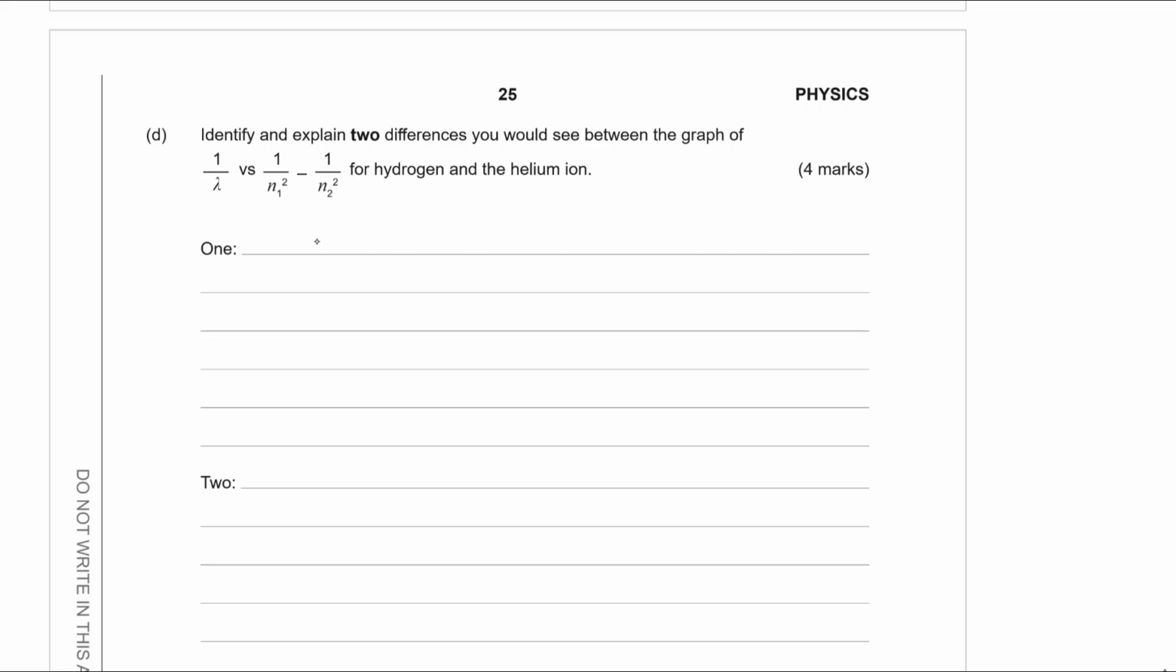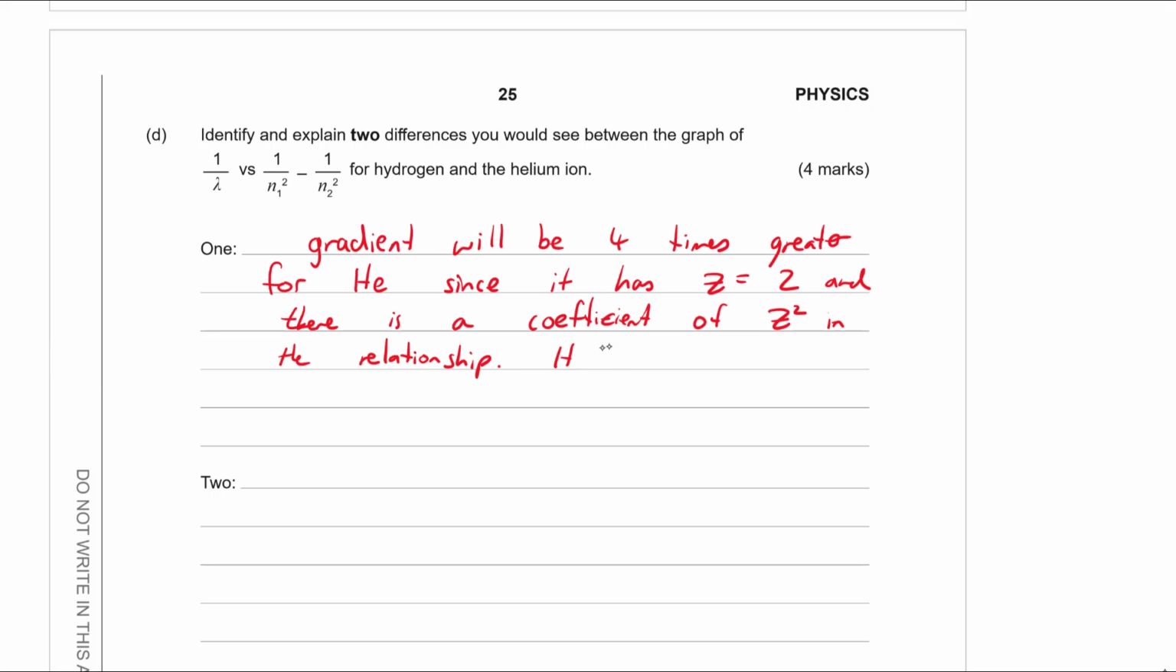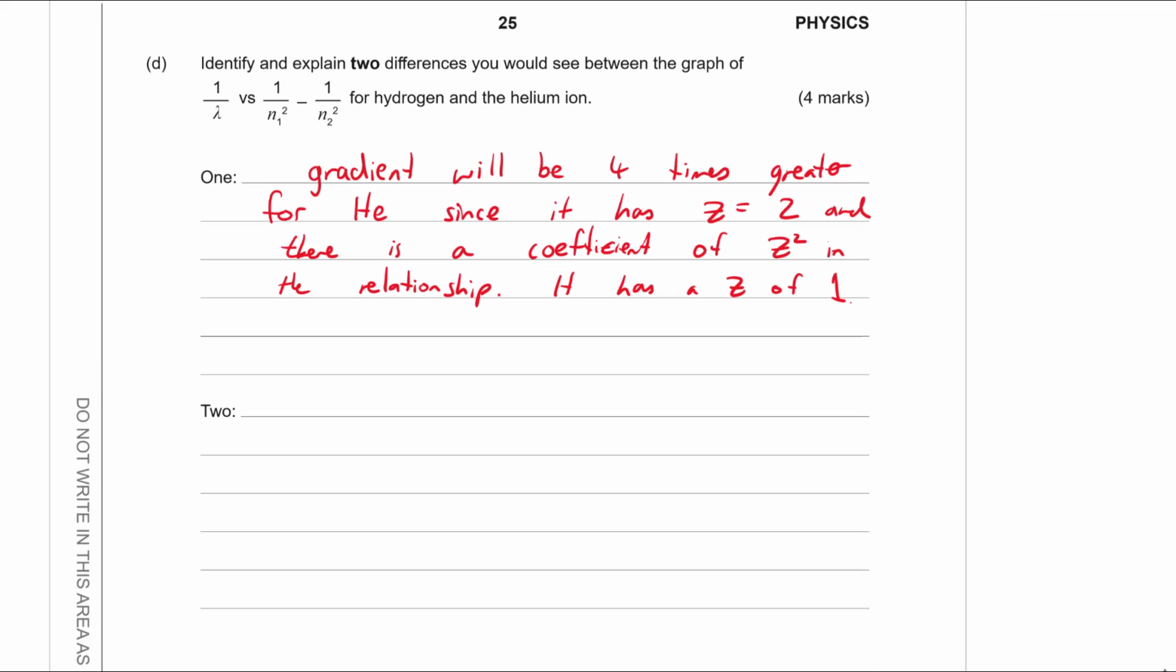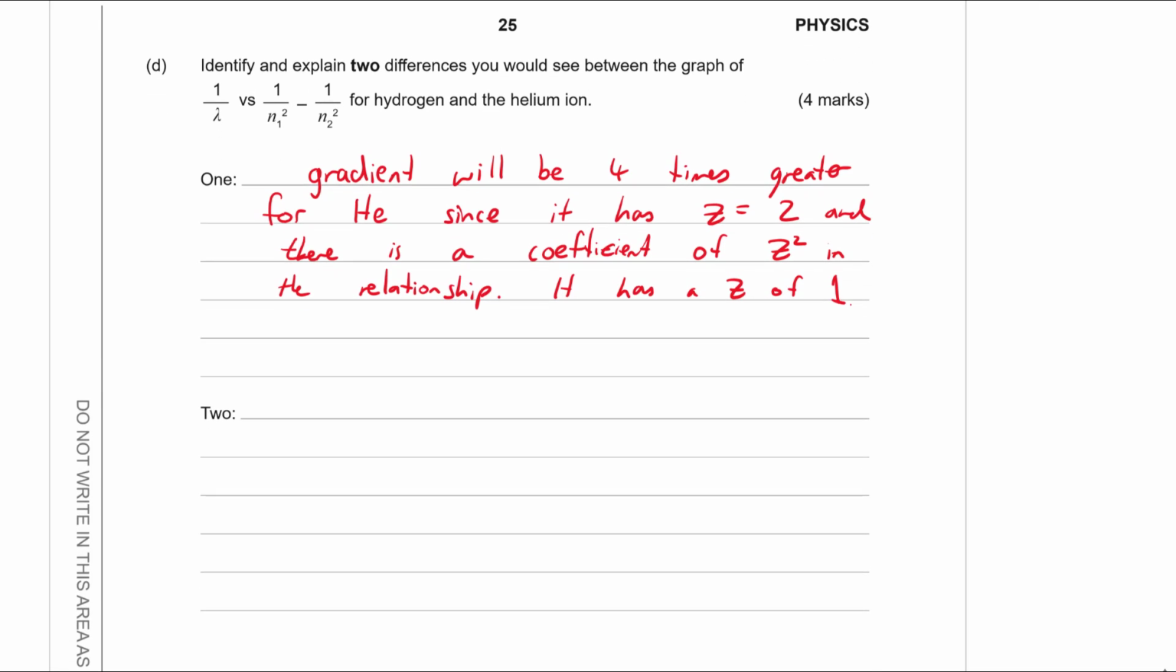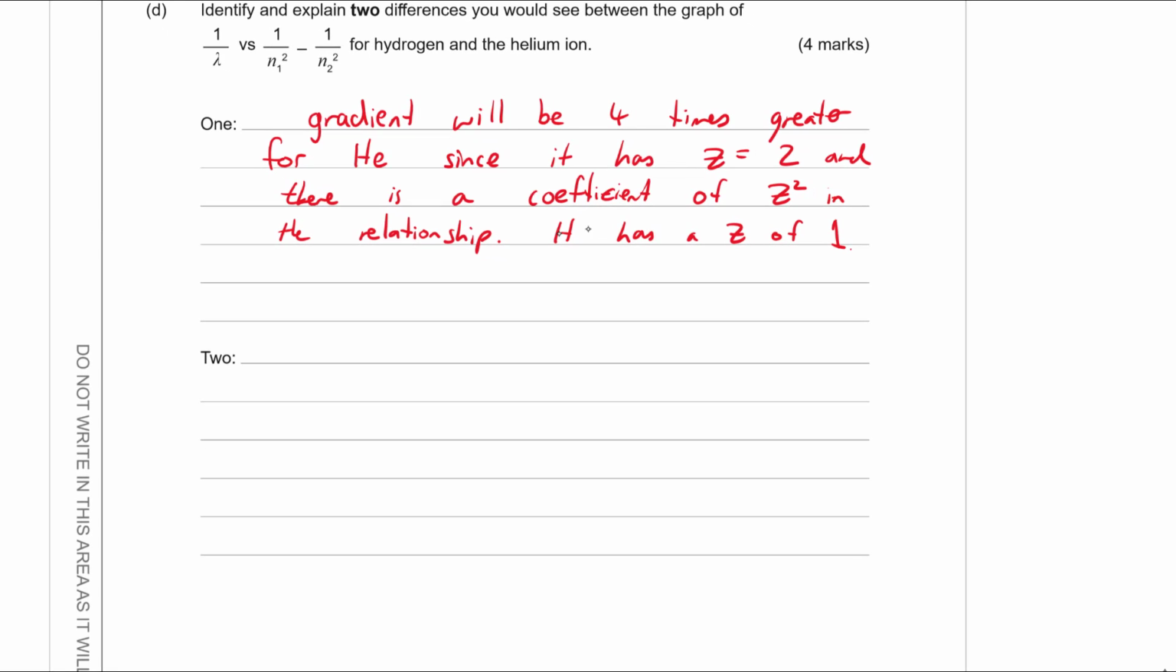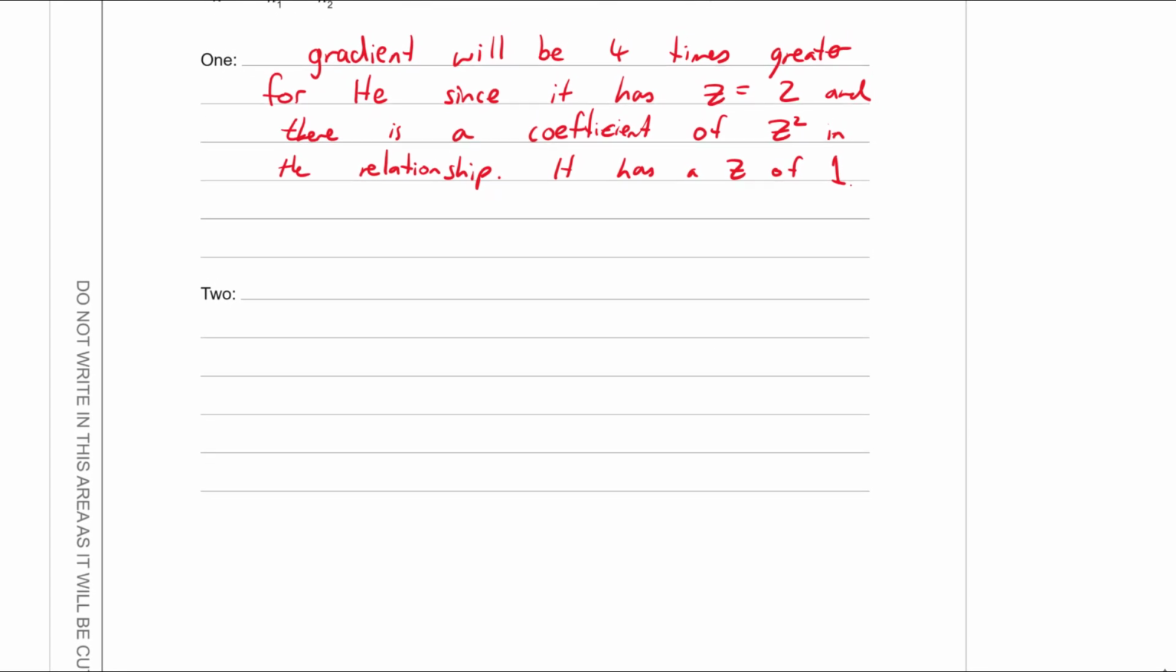So I'm going to write that one down now, and also just pointing out that hydrogen has a z of 1. So where I was a bit confused myself is I would think that would be sufficient, but they're asking for 2 differences, and it wasn't really clear until I saw the marking key what they were looking for. They actually want us to sort of go further with this gradient, because obviously if the gradient of the graph is going to be 4 times greater, then you're going to end up with a larger spread of energy values, and they actually want you to write that in there. That was the expected answer here.